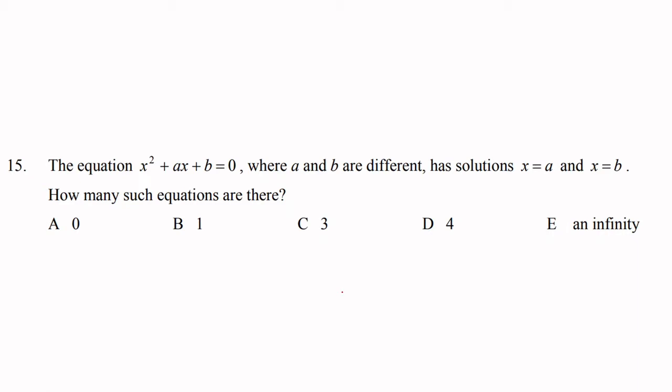So the question states, the equation x squared plus ax plus b equals 0, where a and b are different, has solutions of x equals a and x equals b. How many such equations are there? Right, well let's have a look. First things first, we need to have the equation out again. This is the same as a second ago.